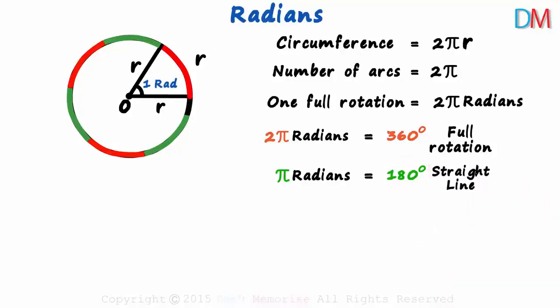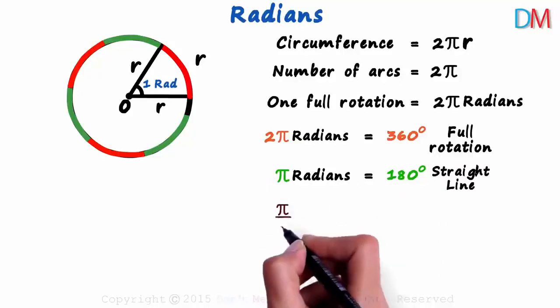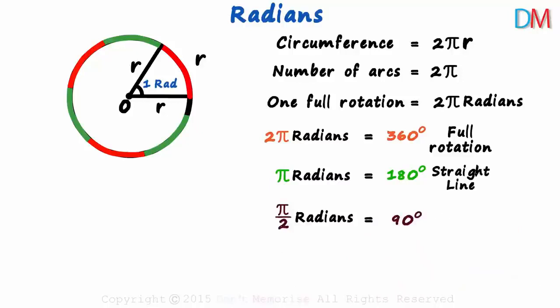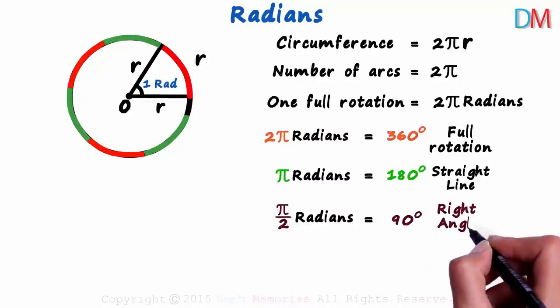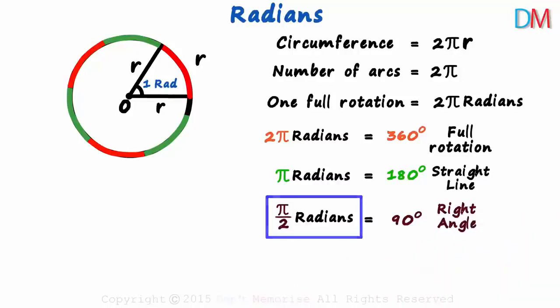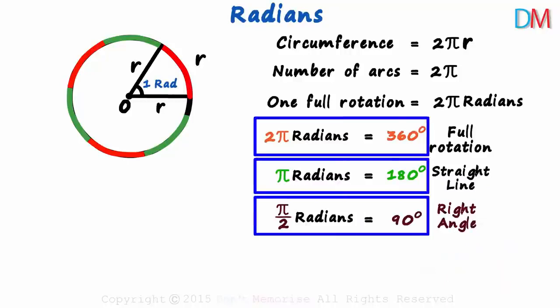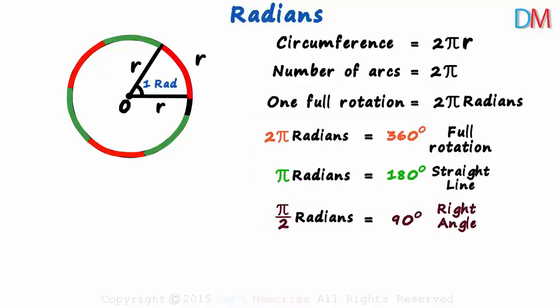And what about a right angle? If we divide this equation by 2, we get pi over 2 radians equal to 90 degrees. So a right angle is equivalent to pi by 2 radians. These three relations are most important when it comes to conversion between degrees and radians. And we don't really need to remember all three. Knowing just one is enough and we can derive the rest. And now we come to the last and the most important point of this video.